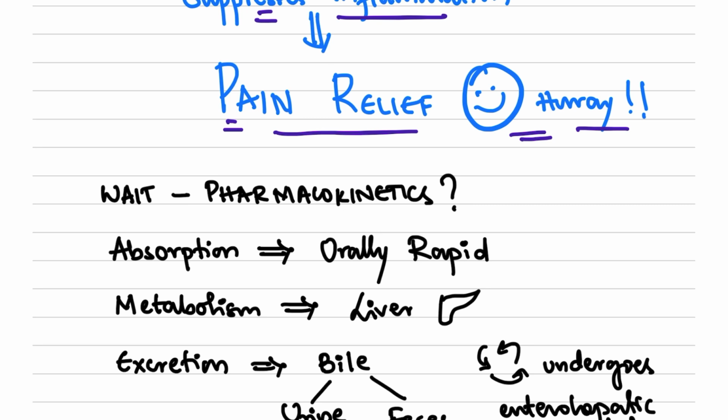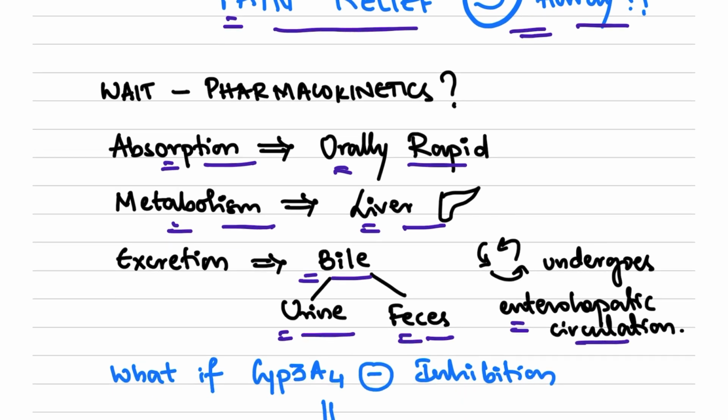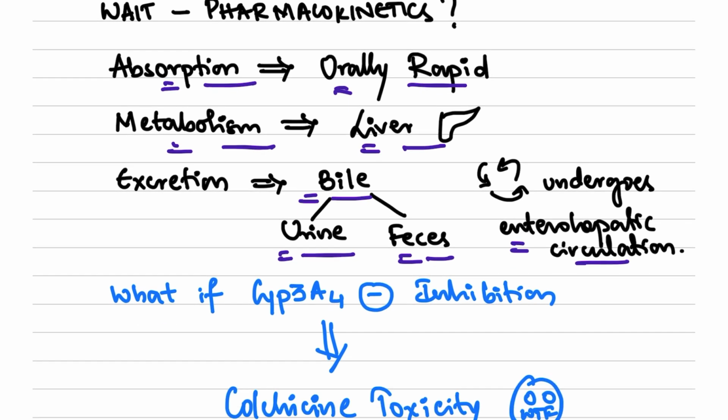It is rapidly absorbed from the oral route. The oral tablet is rapidly absorbed, further metabolized in the liver and excreted via bile. This bile can go either through the feces as stercobilinogen, or in the urine as urobilinogen. We know that the bile undergoes enterohepatic circulation, so more and more enterohepatic circulation will lead to colchicine toxicity. It is metabolized by CYP3A4, the cytochrome P450 3A4 class of enzyme. So whenever there is CYP3A4 inhibition, this leads to colchicine toxicity.